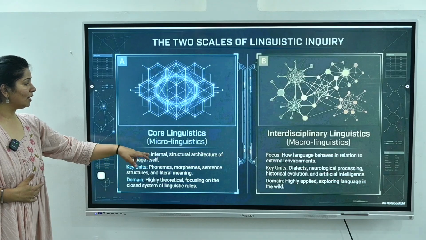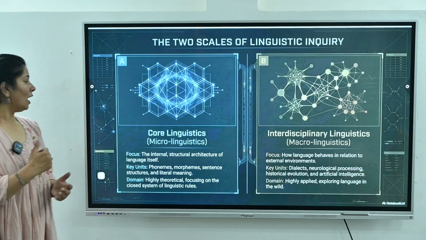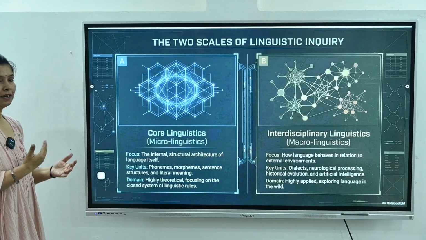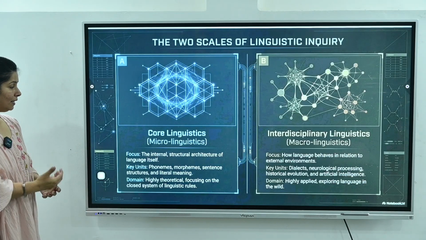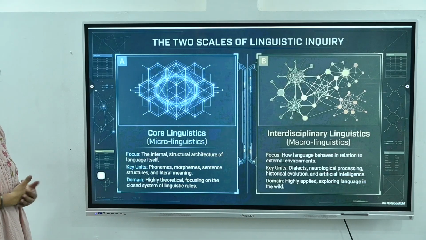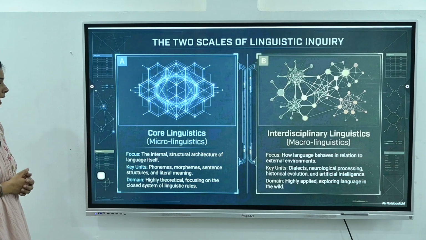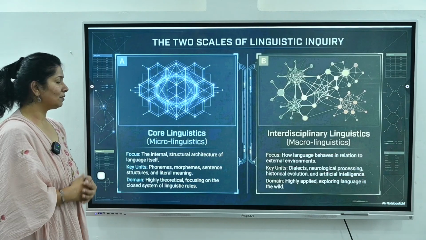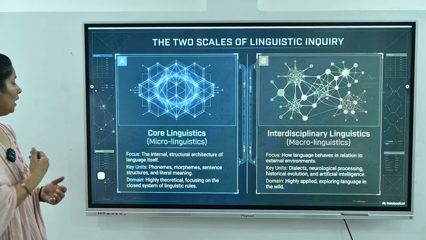It focuses on the internal structural architecture of language itself. Key points are phonemes, morphemes, sentence structure, and literal meaning. Its domain is highly theoretical and focuses on the closed system of linguistic rules.